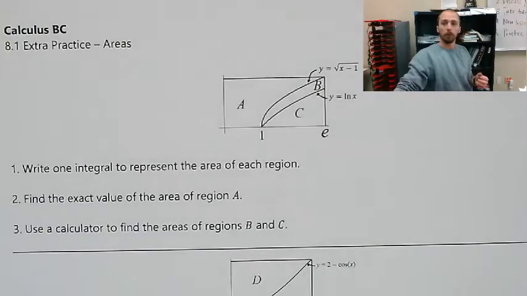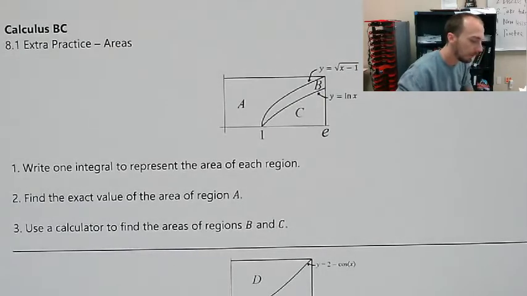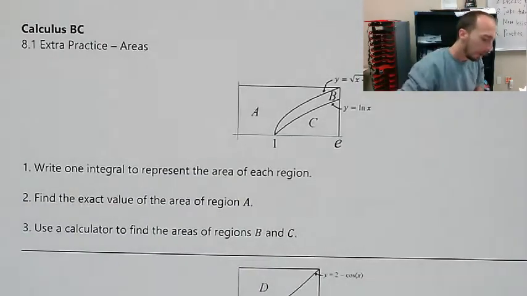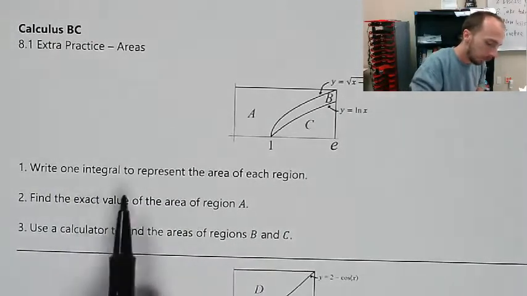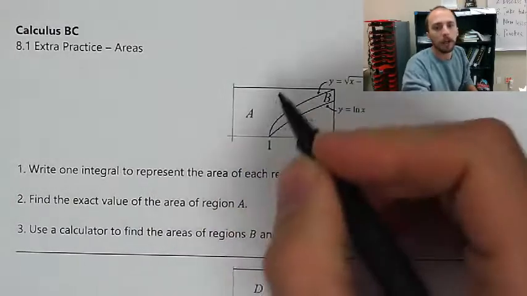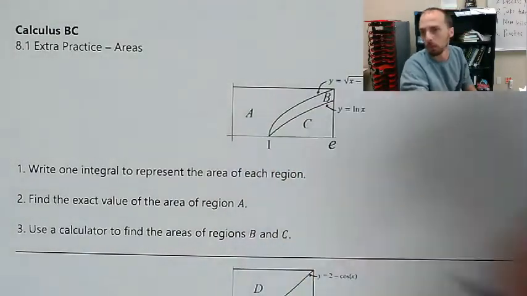All right, in this video we're going to be doing some practice on area between two curves, and this is going to be the extra practice for BC Homework 8.1. So write one integral to represent the area of each region, not two, right? So I couldn't do A in terms of x because that would require two integrals.